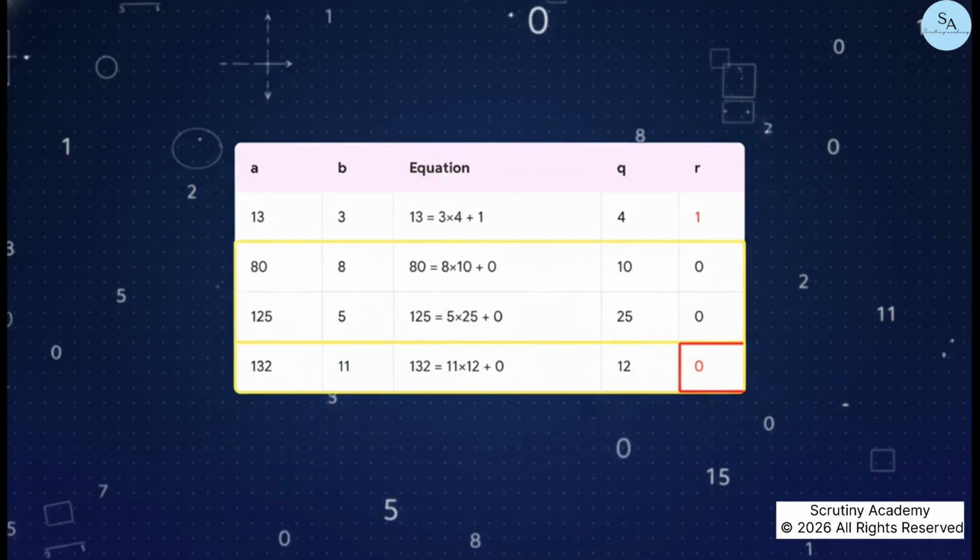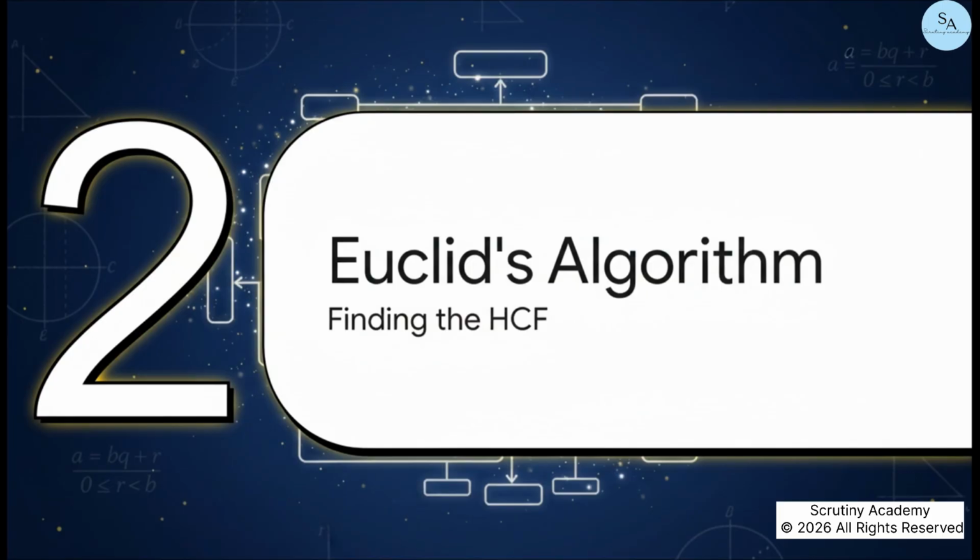Look at that first row. If our A is 13 and our B is 3, well, 13 equals 3 times 4 plus 1. So our quotient Q is 4 and our remainder R is 1. Simple, right? Now look at 80 divided by 8. The remainder is 0. As you can see, this formula gives us a really nice, consistent way to look at any division problem. Okay, so now we get what the division algorithm is, but what can we do with it?